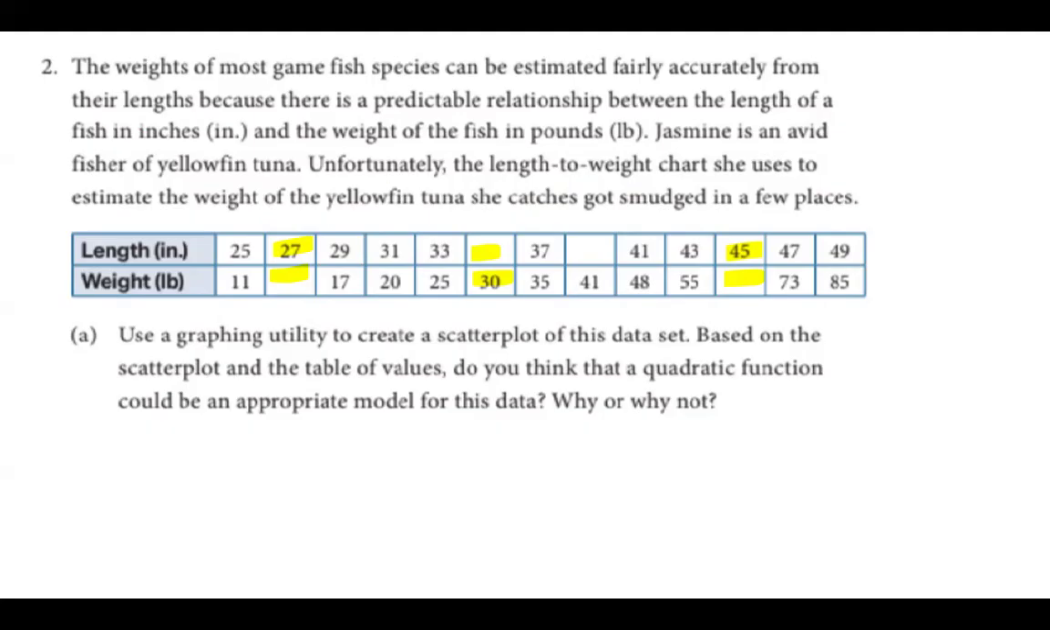On here, the first thing we're going to do, it says use a graphing utility to create a scatter plot of this data. Based on the scatter plot and the table of values, do you think the quadratic function could be an appropriate model for this data? Why or why not? So I'm going to go ahead and put in the values that I have. Notice that I've highlighted my blanks, and the reason they're highlighted is to make sure I don't include those. Does that make sense? It's just my little reminder, something's missing.